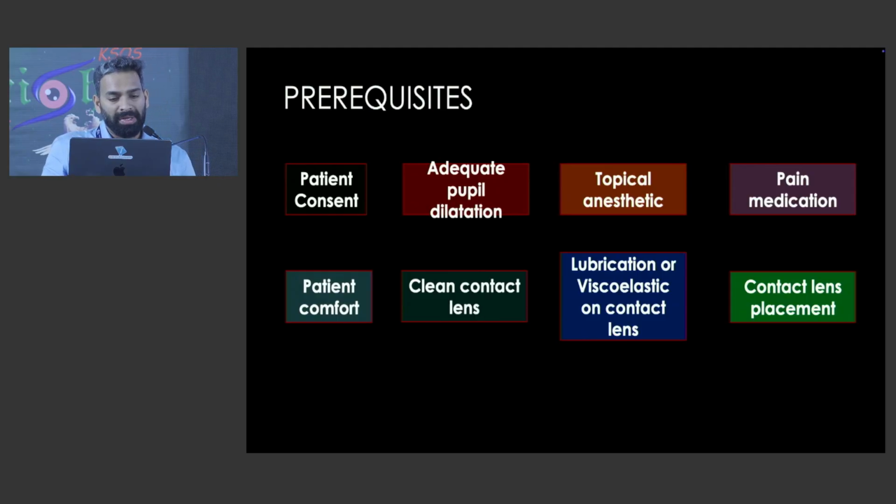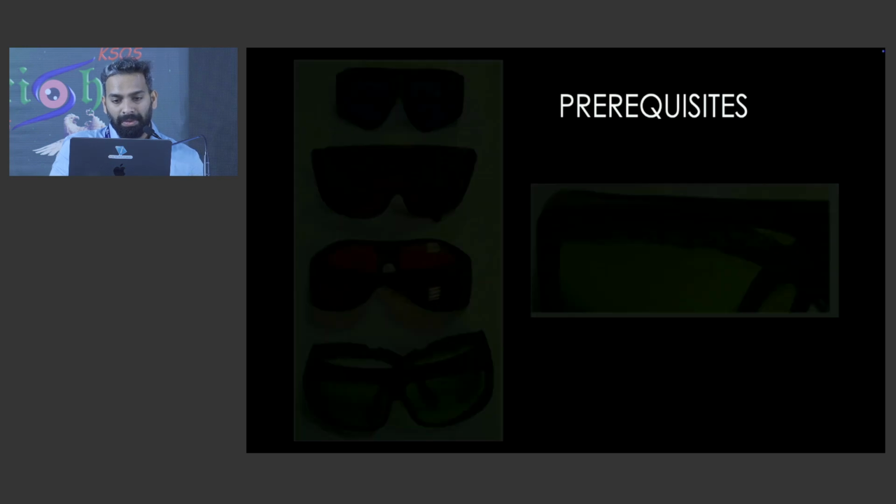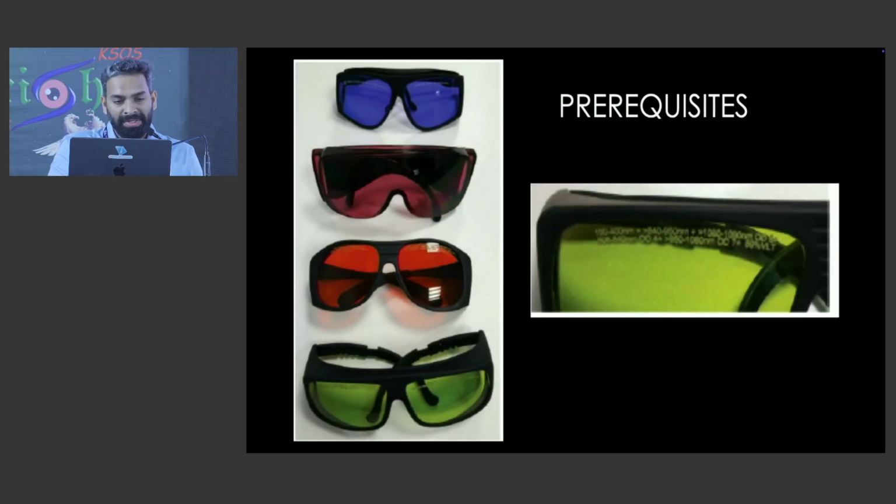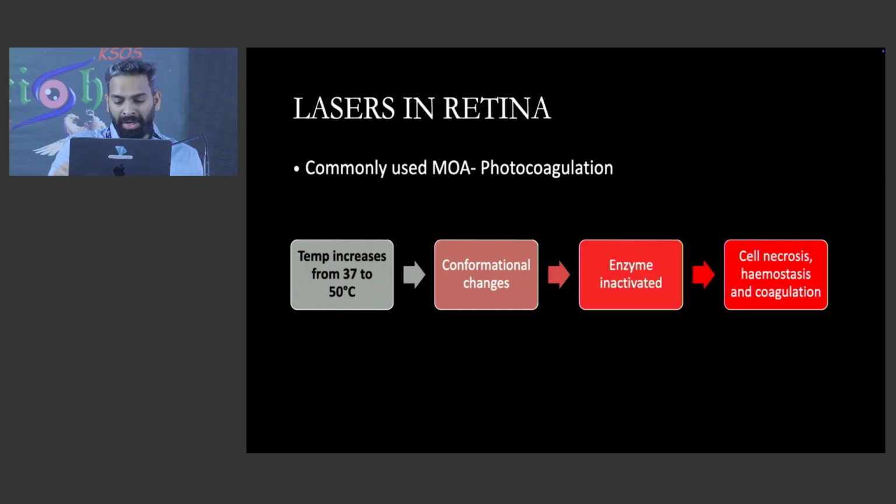The patient should be comfortable. Clean the contact lens very clearly and put lubricants like viscoelastic on the contact lens, because we have to keep it in the eye, and then place the contact lens. The assistant should wear glasses to protect his or her eyes from the lasers.